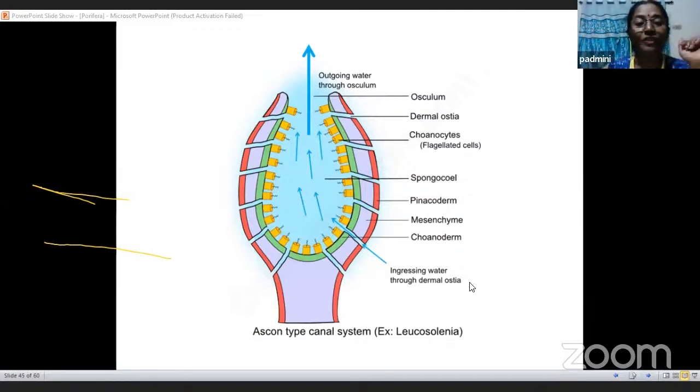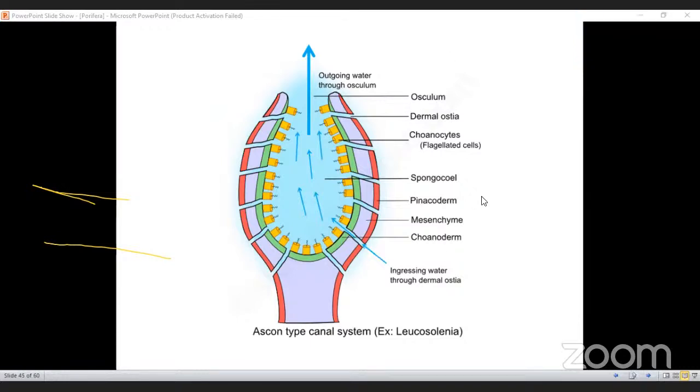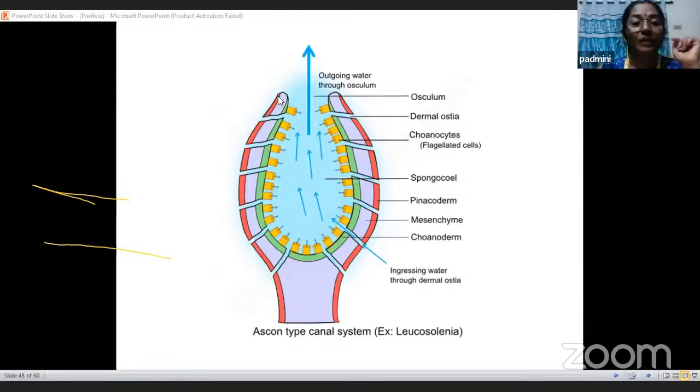So what is happening over here? First, understand the layers over here. The outer layer. Okay, so this is the example of Leucosolenia, which is an asconoid type of canal system. The outer layer is the pinacoderm. The pinacoderm is perforated by the incurrent canals over here, or the radial canals, also called ostia, the dermal ostia. Ostia is the pore. So a simple ostium is present over there.